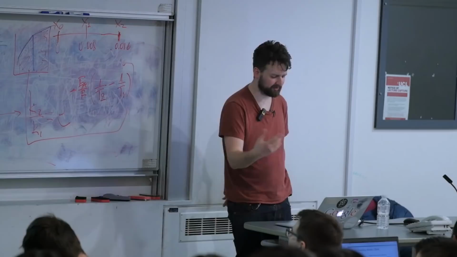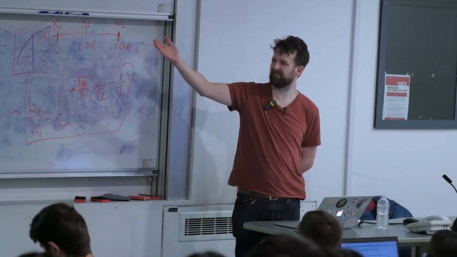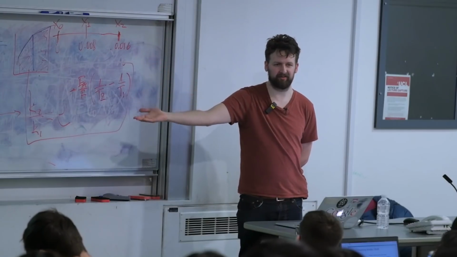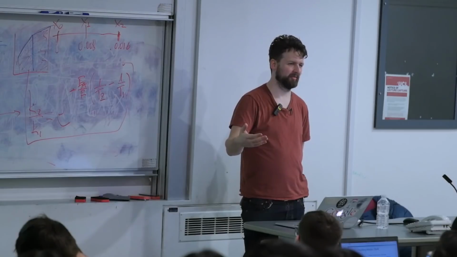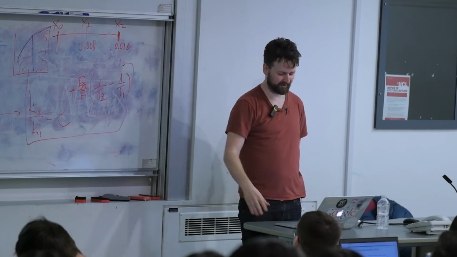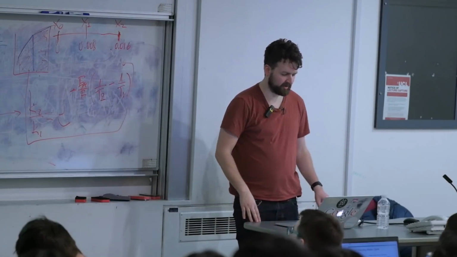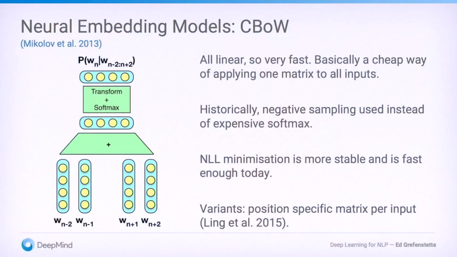So it's nice, and we often in language talk about negative log likelihood because minimizing the negative log likelihood maximizes the log likelihood, which also maximizes the probability of the correct label. So these things are all equivalent, but you get to do it in log space, which is stable. So this is nice. It's a nice model. It's all linear, so it's very fast, and it's a very cheap way of applying just one matrix to all the inputs, rather than having to take the sum of the projections and then doing the softmax.